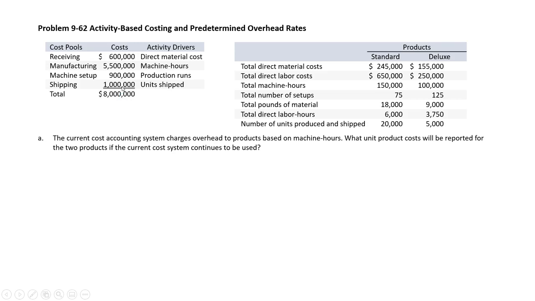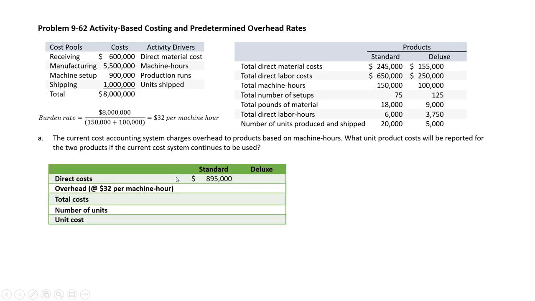So I'm simply totaling up the overhead costs: $600,000 for receiving, $5.5 million for manufacturing, $900,000 for machine setup, and $1 million for shipping. We're dividing that by the activity level, which they've defined as machine hours. So 150,000 machine hours for standard, 100,000 machine hours for deluxe. That's 250,000 machine hours total. Divide that into the $8 million in overhead, and they get a plant-wide predetermined overhead rate of $32 per machine hour.